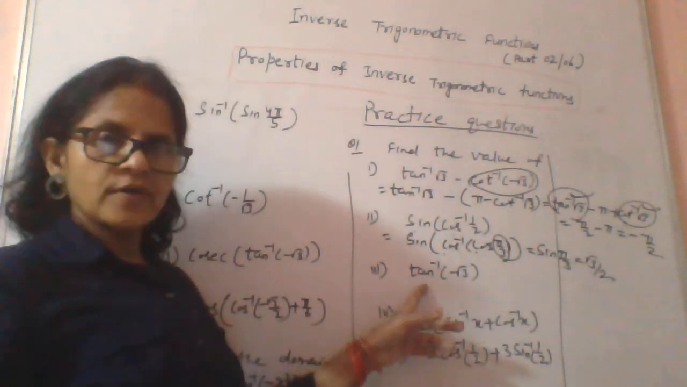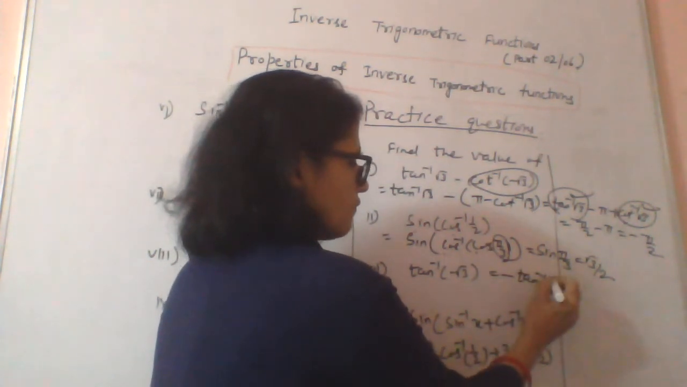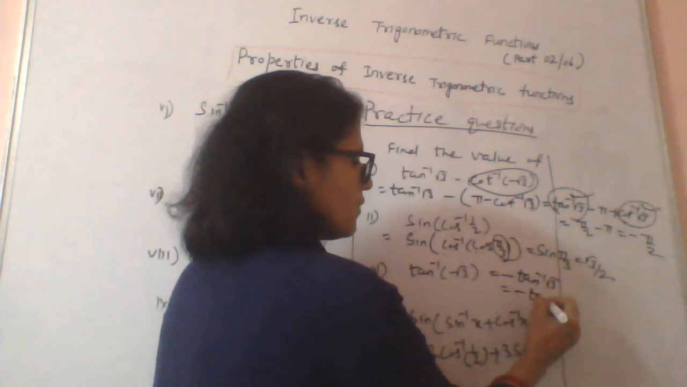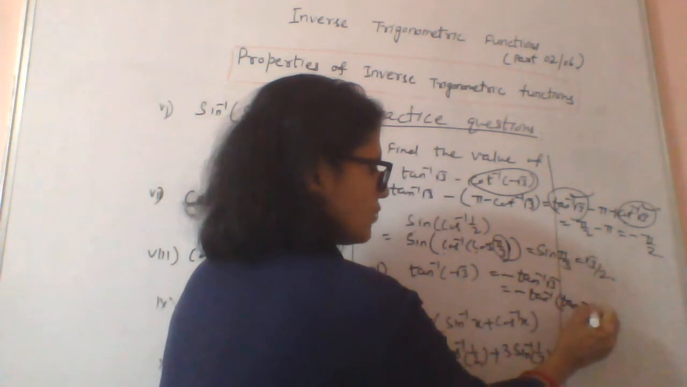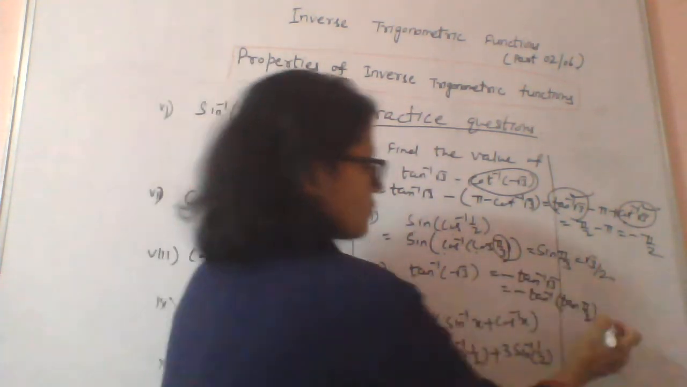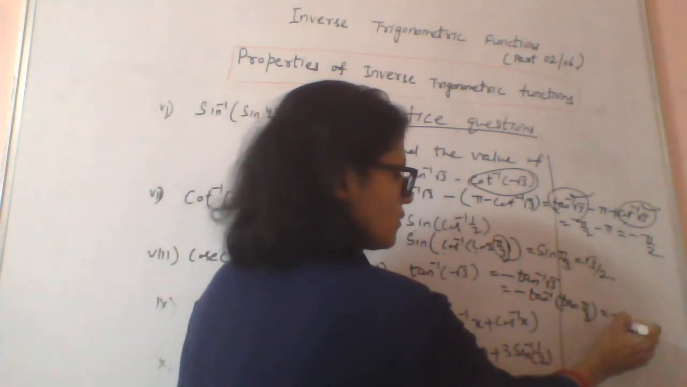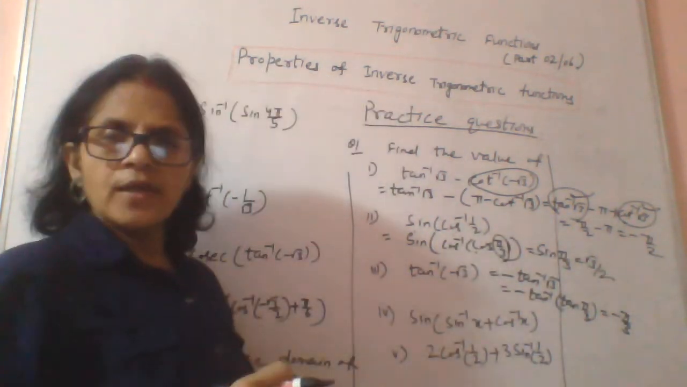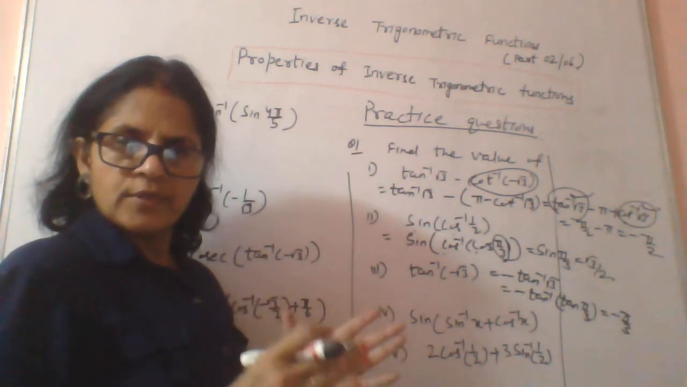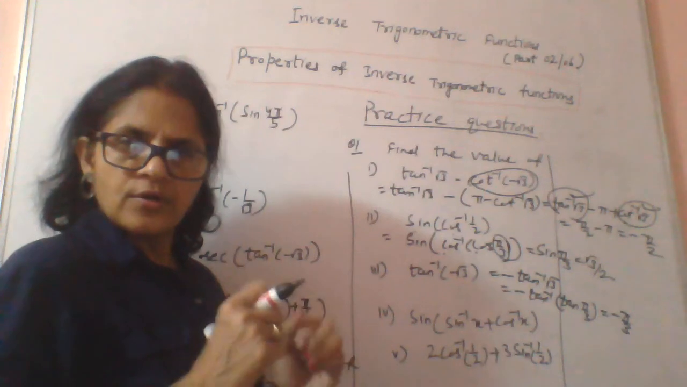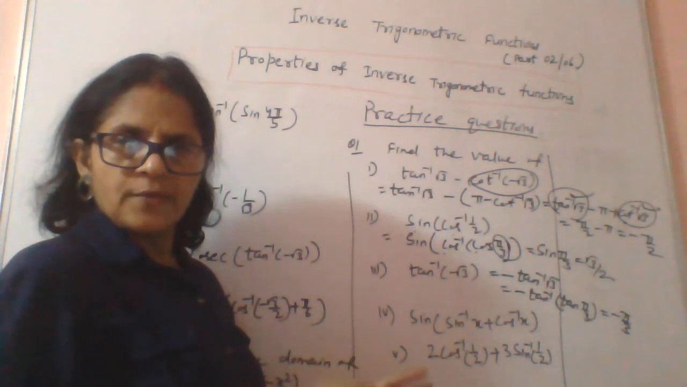Here tan inverse minus root 3 is equal to minus of tan inverse root 3. This can be written as minus of tan inverse tan pi by 3, since tan 60 is root 3. So you are getting tan inverse tan x equals x, which means minus pi by 3. While taking the value, please be very careful. The value should be within the principal value branch. We are not allowed to take any value outside the principal value branch.